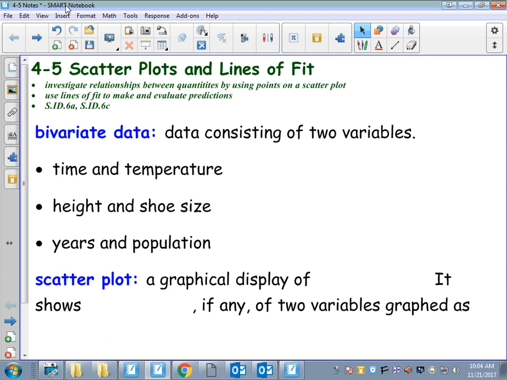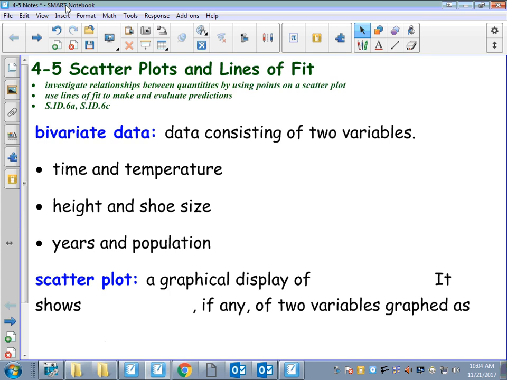So bivariate data is data consisting of 2 variables. Bi means 2, so bivariate means 2 variables. A couple examples of things that we compare in the real world. Time goes with a lot of things. So time and temperature, you could be talking about in a month's time, in a week's time, in a year. Height and shoe size, somebody's height, and then their shoe size. And then years and population are 2 different variables that we could compare things to. You could be talking about population of people or population of animals, a specific species of animals, all that sort of thing. So 2 variables.